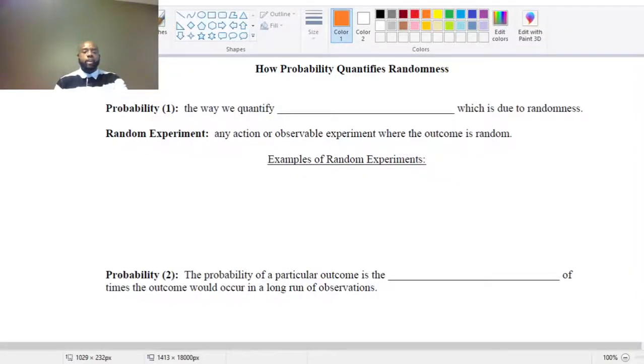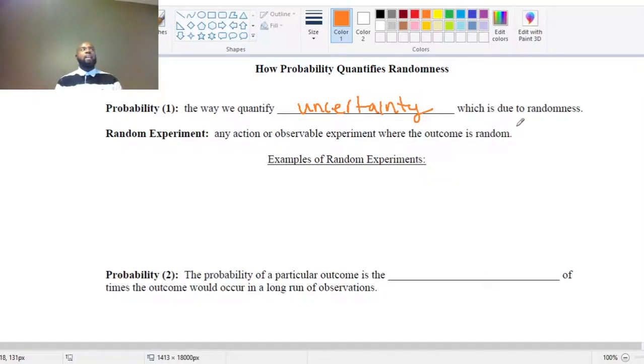In this video, we're going to talk about probability. We're going to first start by defining some terms related to probability, and then we'll get to how we can calculate probability. Probability can be defined, just one definition, as the way that we quantify uncertainty, which is due to randomness, right?